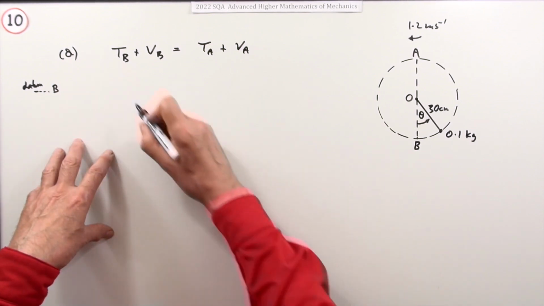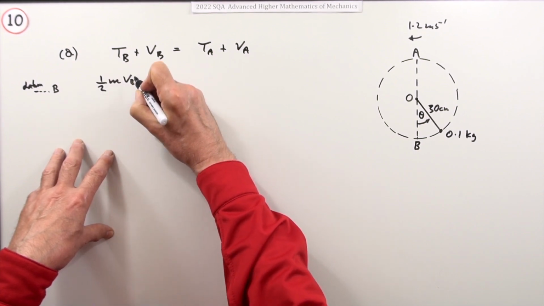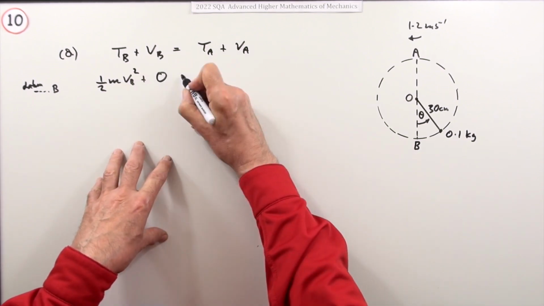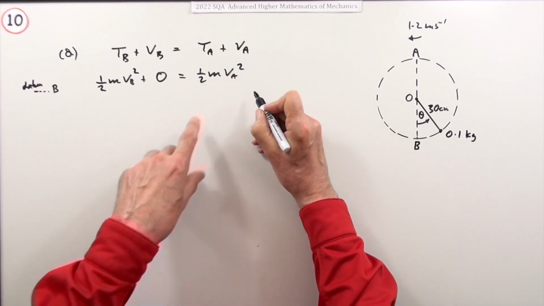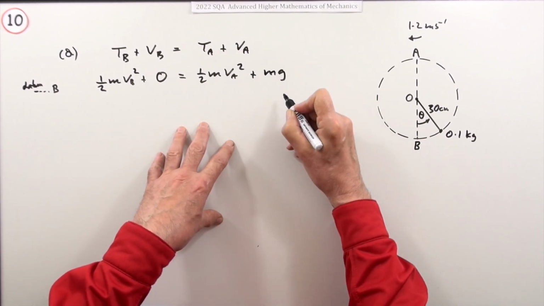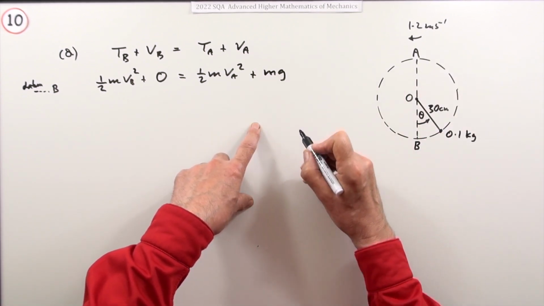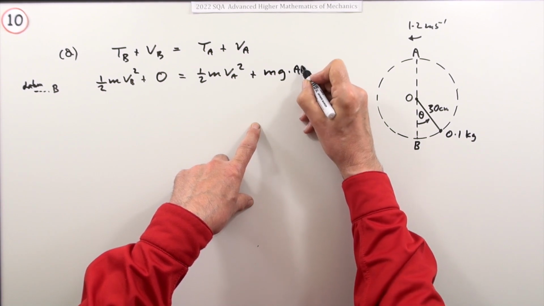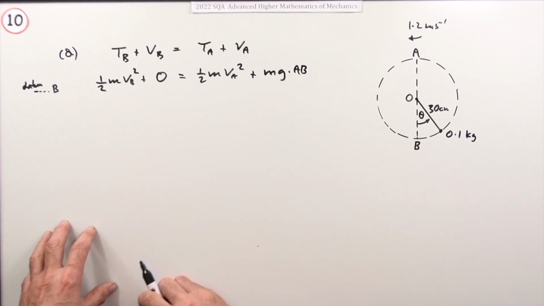Well, what have we got then? So just filling that in. So that says a half m vB squared plus, now if that's the datum, that'll be 0, will be a half m vA squared, that's the kinetic energy at A, plus mg times the height at A, which is 2 lots of the radius. Maybe I'll just call that AB. So that's the energy balance equation then. So that'll be a mark.